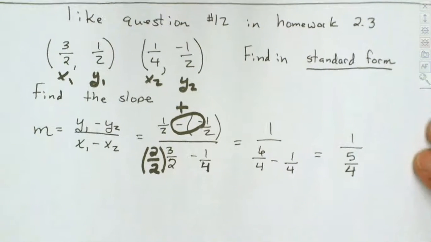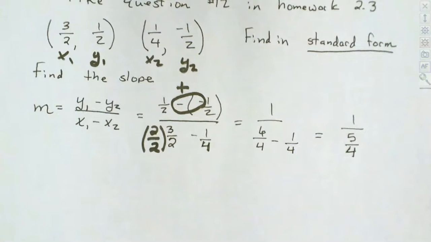Okay, so is everyone okay with that so far? So we worked with our fractions. The numerator was easier. We just combined them together. And we got to this point. Now, how do we handle this?